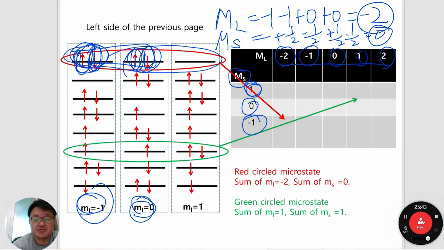This microstate should go into this block. I think there is some mistake here in this figure. Not this block, but this microstate should go to this block. Okay, so a second example here, noted with green.